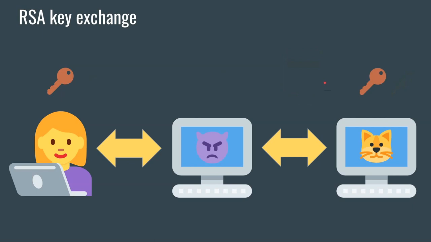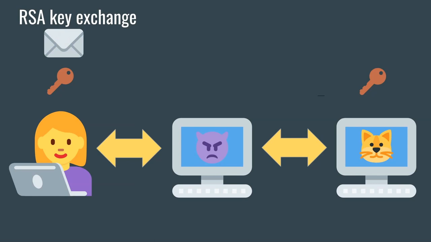At this point, we've done the key exchange. Both the client and the server have access to the same secret key. The server could then use that symmetric key with AES to encrypt a message and send that message back over to the client, and the client can use that key to decrypt the message as well.